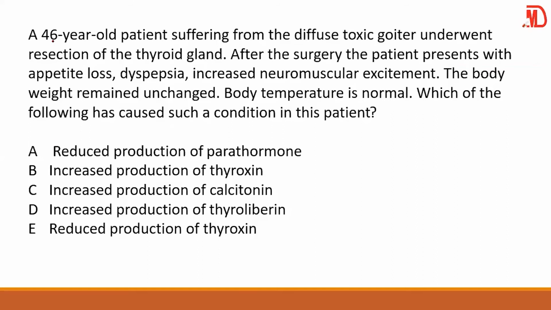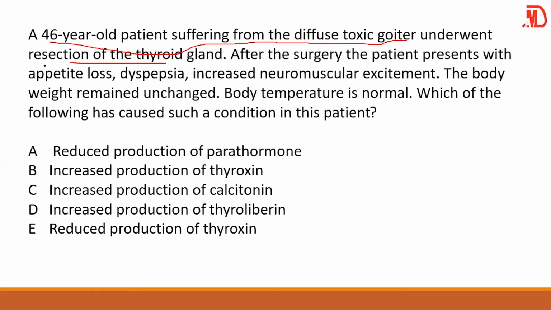We have a 46-year-old patient suffering from diffuse toxic goiter. Diffuse toxic means there's hyperthyroidism. When we say toxic, it means there are signs and symptoms of hyperthyroidism, that is, too much thyroid hormone in the blood. And he underwent resection.